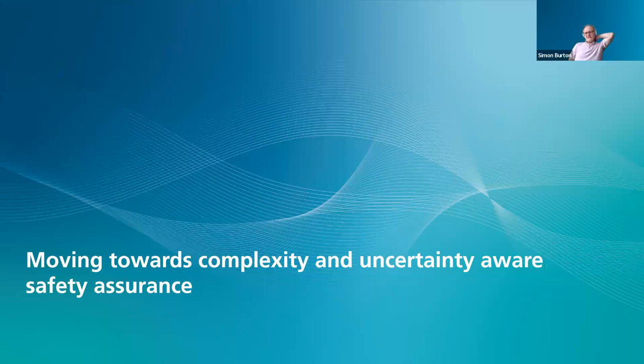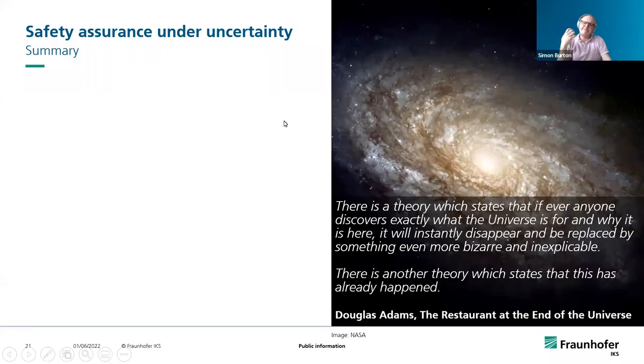So I'm going to start to wrap up now. So basically, this quote from Douglas Adams puts my position as a safety engineer quite nicely in context. So basically, you say there's a theory that if anybody discovers what the universe is for, it will instantly disappear and be replaced by something even more inexplicable. As a safety engineer, this is the way I feel about the way autonomous systems are adapting. As soon as we somehow manage to come up with a set of techniques to ensure the safety and explain the safety of one type of system, the systems become somehow more complex and unmanageable.